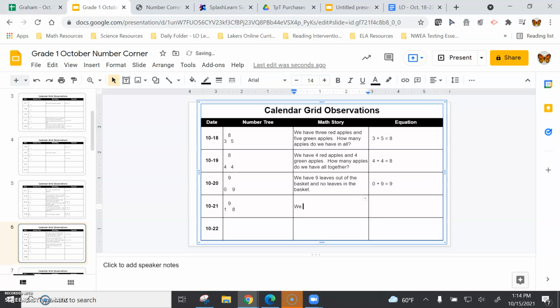We had 8 leaves. Well, let's do it this way. We had 1 leaf in the basket and 8 leaves out of the basket. How many leaves do we have in all?